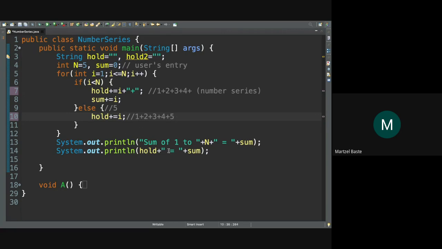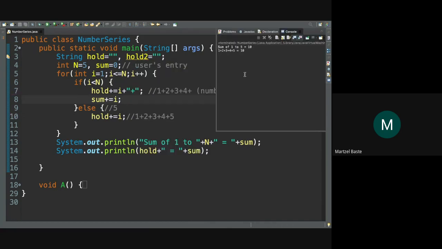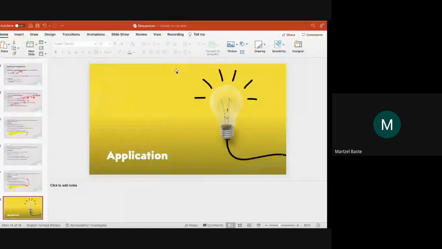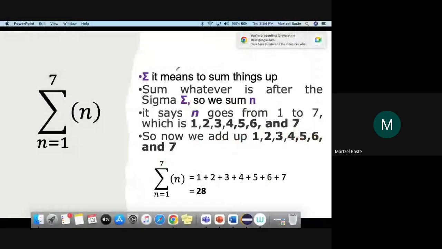Mag-stop ang loop and then i-display niya dire. So, inana ang mahitabo sa summation. Summation and number series. So, again, this is the number series plus summation, and this is summation. Okay? All right, next is, let's continue.